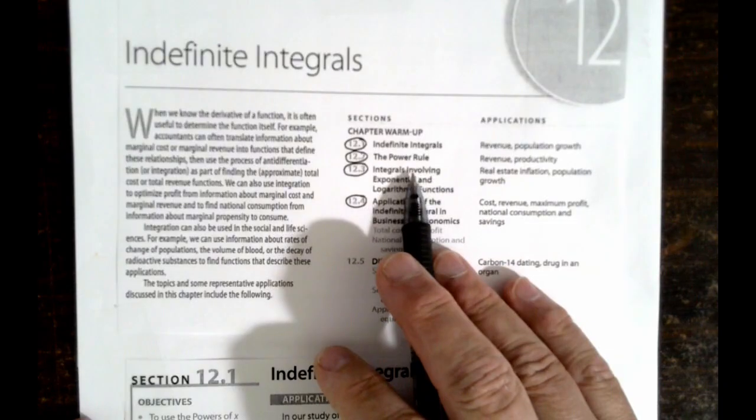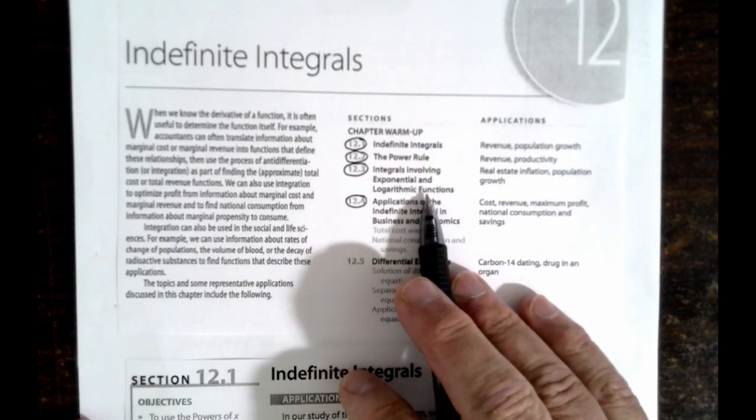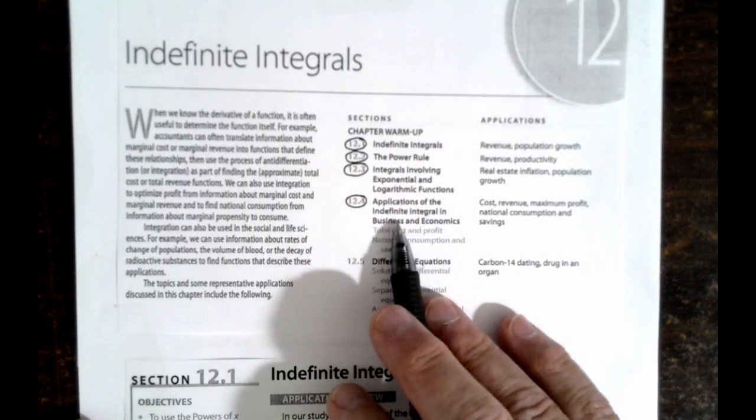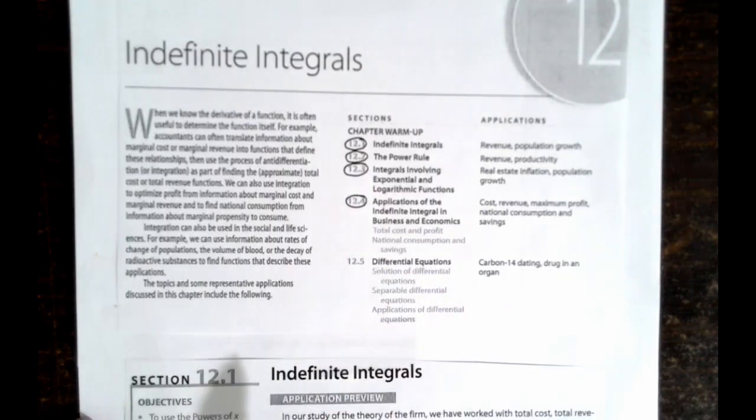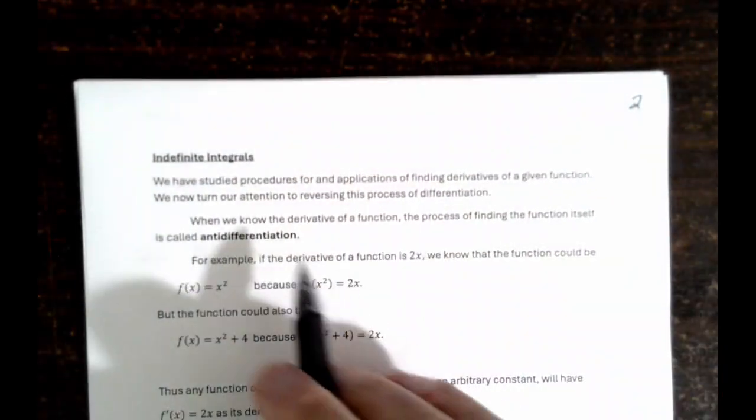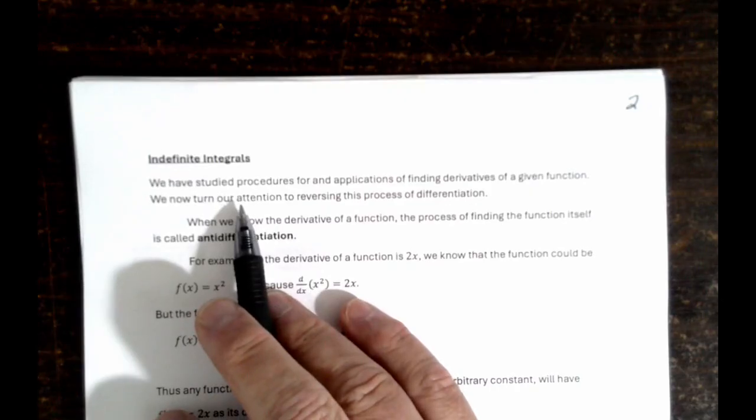Next section, the power rule, then integrals involving exponents and logarithms, and then applications to business and economic problems. So first we talk about the indefinite integral.